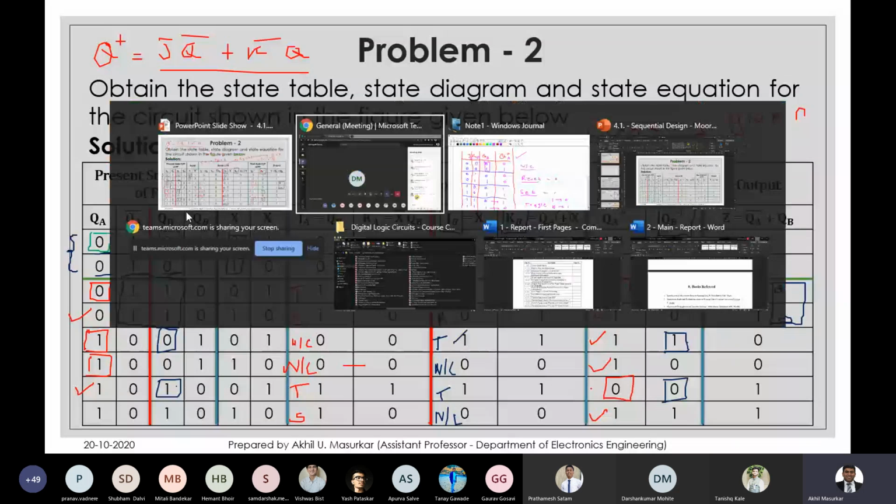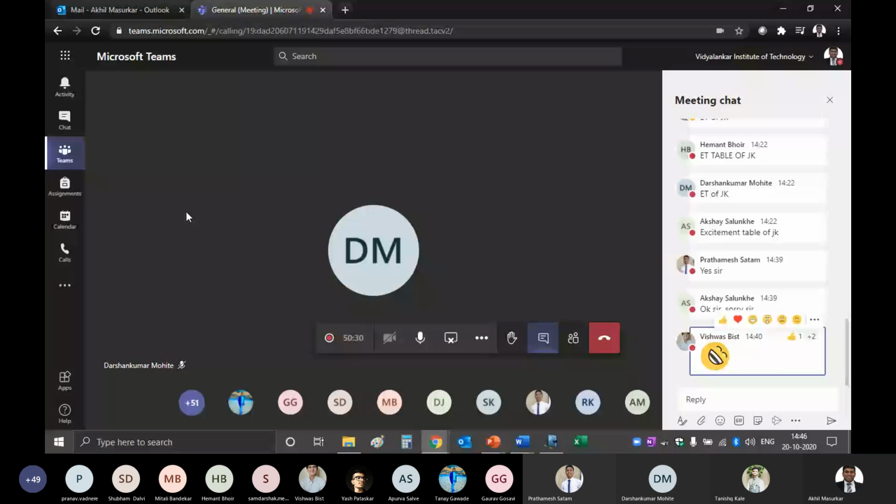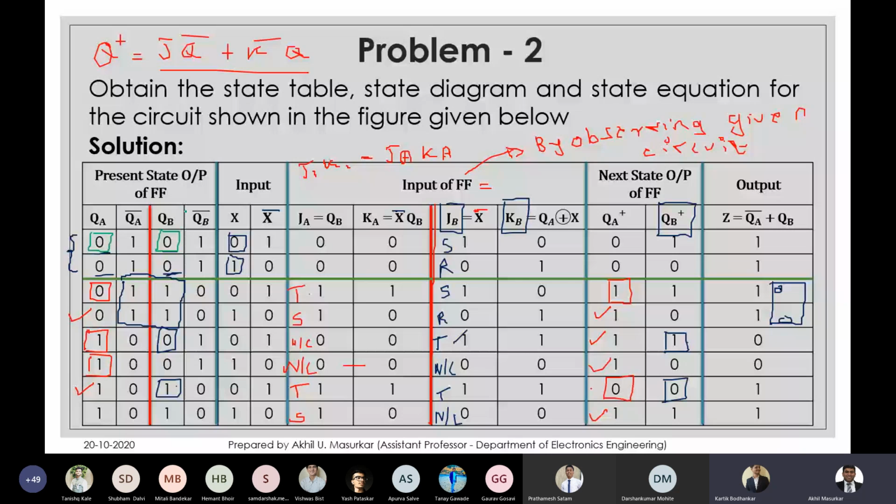Vishwas, can you hear me? Because I had an interruption in between. Darshan, can you hear me? I had an interruption in between. Yes, sir. Sir, actually you are in two meetings, you are on mute in the other meeting. That is okay. You are able to listen to me, right? Yes, sir. You are able to see me also, right?